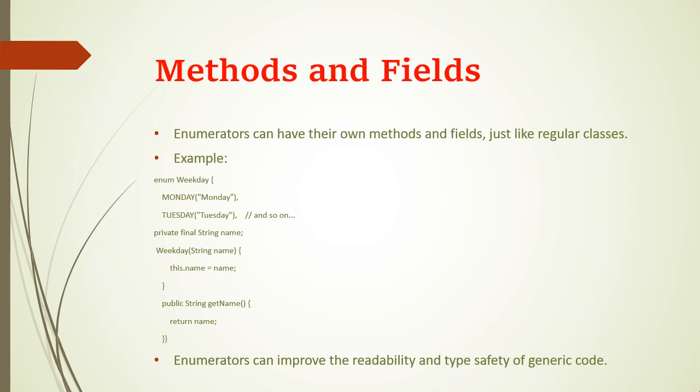We are going to declare a constant by using the final keyword with the string name. So we are going to write a constructor here, that is the weekday. So weekday along with the string name, whatever we are going to pass, and it is going to compare whatever you send, and if this condition is true, then it is going to return the value. So this method is going to return the name it has compared. If it is true, then it is going to get that name from there and return that name. So enumerators can improve the readability and type safety.